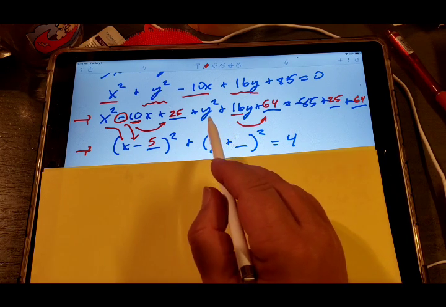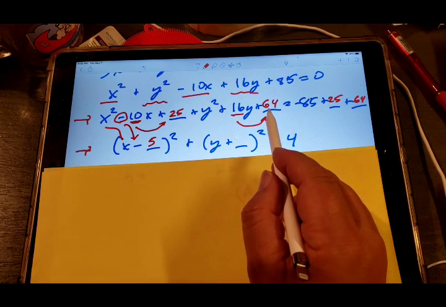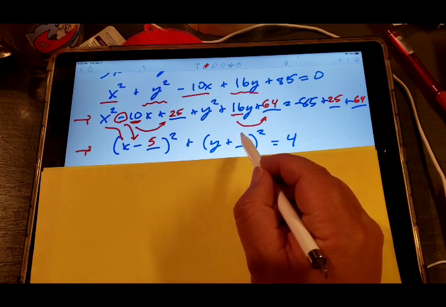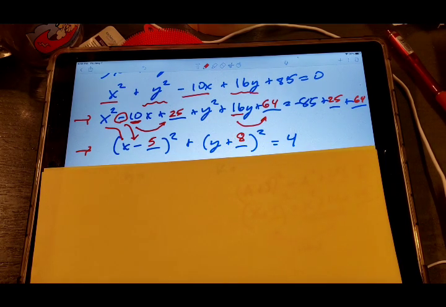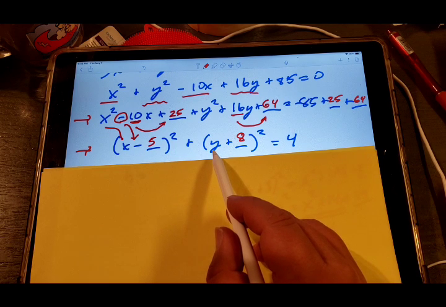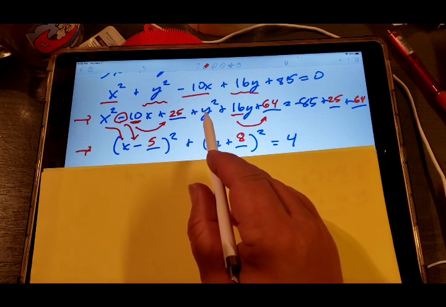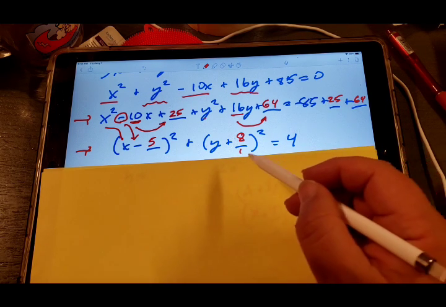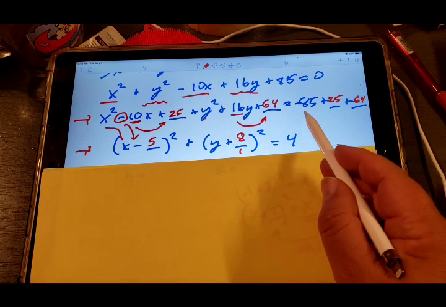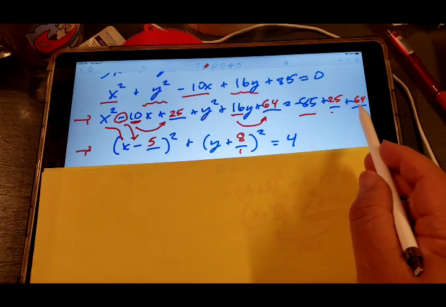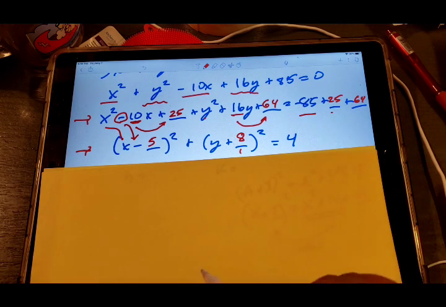All right, let's do it again on this one. With this one right here, I'm looking at y squared plus 16y plus 64. I know that's going to be y plus 8 squared. Again, your brain does it this direction quite frequently. X plus 8 squared is y squared plus 16y plus 64. You just have to kind of reverse that. And then if you work it out, negative 85 plus 25 plus 64 is 4.